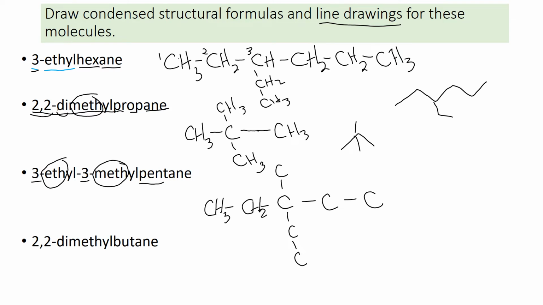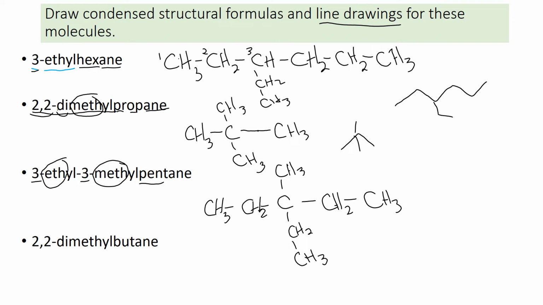This one already has 4 bonds. This one up here needs 3. We go down, this one needs 2. This one needs 3. This one needs 2. And this one needs 3. And so that's our condensed structural formula.